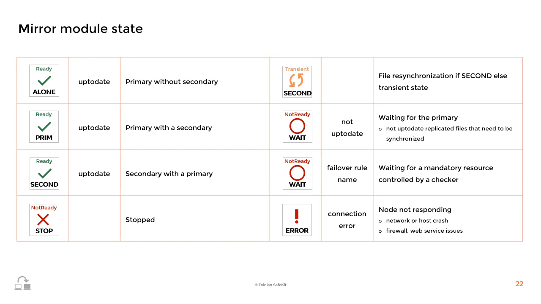Finally, if the state is error, it means that the console cannot connect to the node because either the node has crashed or there is a communication issue between the console and the node, such as a firewall issue or the web service not running on the node side.